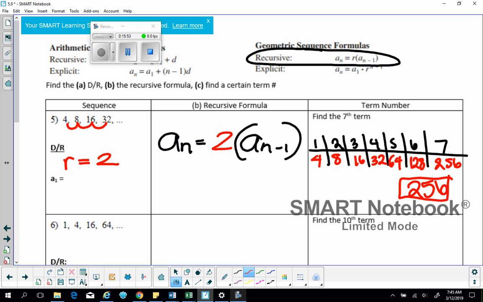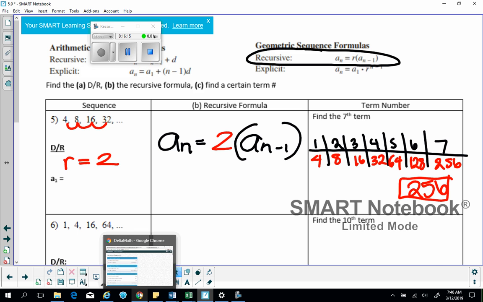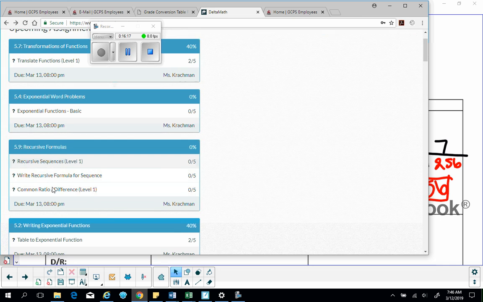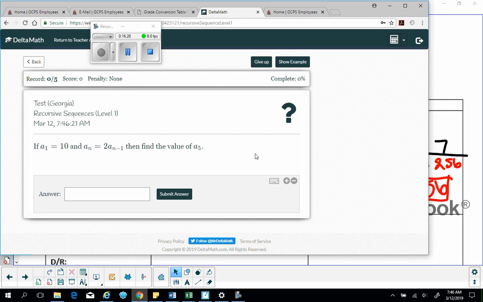You can see that those are increasing a lot faster than if it were arithmetic. Cool. Any questions on this? So what you're going to do is finish the last three, and then I'm going to show you the delta math real quick so that you can get on and get started with that. So the delta math looks like this. It's 5.9, says recursive.